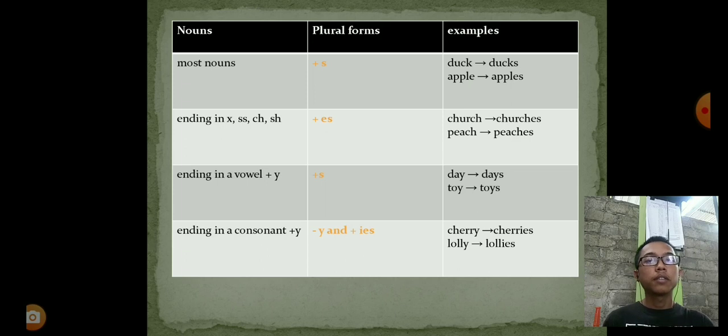Ending in a consonant plus y, we change the y and add ies, like cherry becomes cherries, lolly becomes lollies. So we change the y and then it becomes ies. So with lolly, we erase the y and then it becomes lollies.